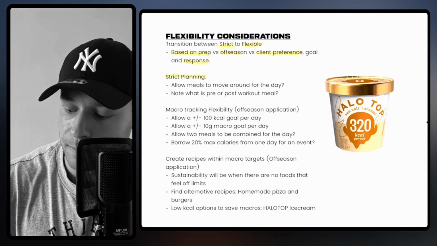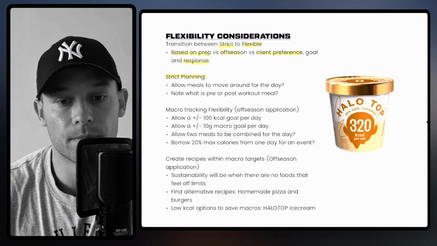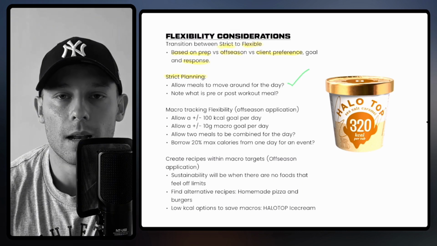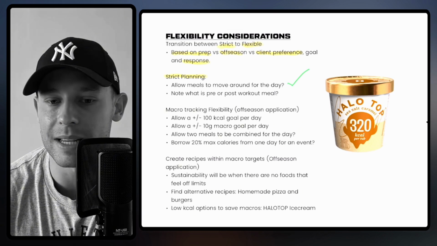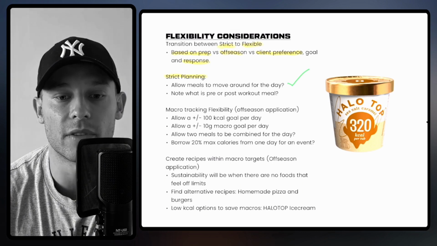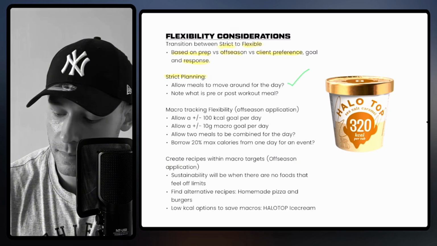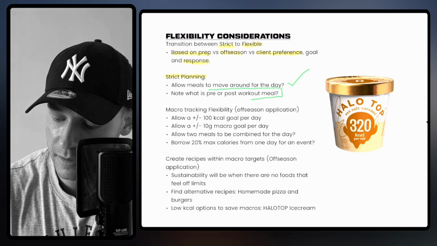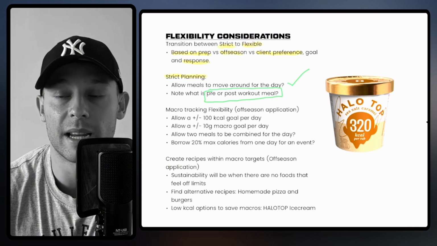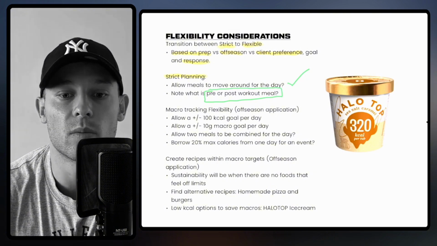So looking at strict planning, the first question that we need to ask ourselves is, can we allow meals to move around for the day? The answer is going to be yes. And this is why. Life gets in the way. You have work, you have family commitments, and let's say that you are training around 1 p.m. in the afternoon and you are having 5 meals per day. Well, the most important meals within those 5 meals are going to be your pre and your post-workout meal. So you actually have the opportunity to manipulate the 3 meals around your day, around your schedule, to make your pre and your post-workout meal work.